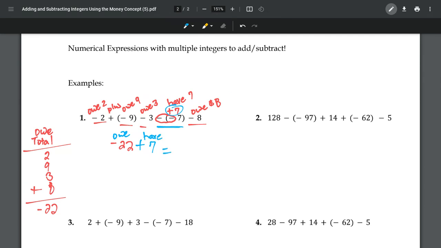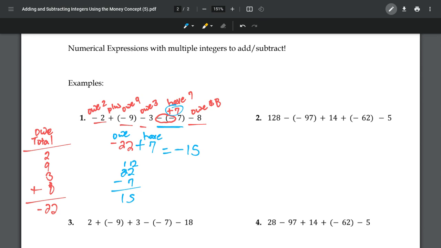Well, you still owe me some money, so it's negative. How much money do you owe me? What's 22 minus 7? You still owe me $15, and I do need my money. So the answer to that is negative 15. Okay, let's take a look at some more. Let's take a look at number 2.